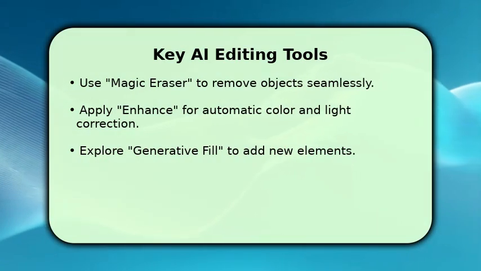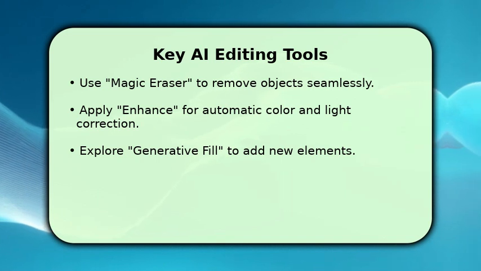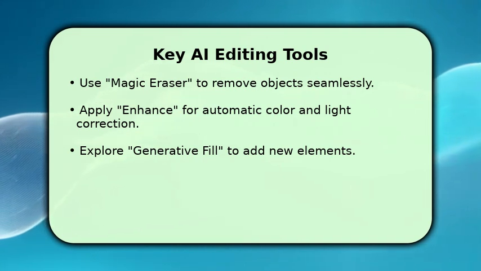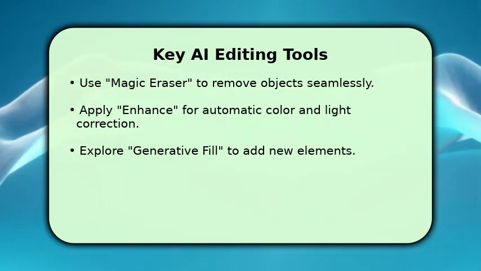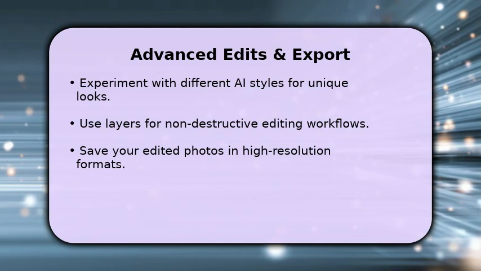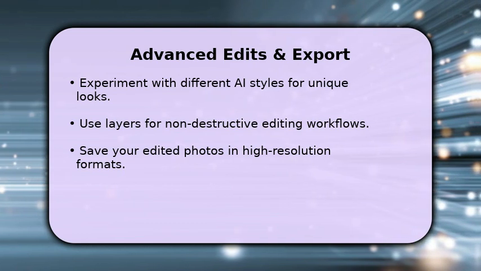Gemini offers several core AI editing tools to elevate your photos. The Magic Eraser can effortlessly remove unwanted objects or blemishes, making them disappear as if they were never there. Utilize the Enhance feature for instant improvements in color, contrast, and brightness, giving your photos a professional polish. For more creative edits, Generative Fill allows you to add new elements or expand backgrounds, opening up endless possibilities for your images. For advanced users, experiment with Gemini's various AI styles to give your photos a unique artistic touch.